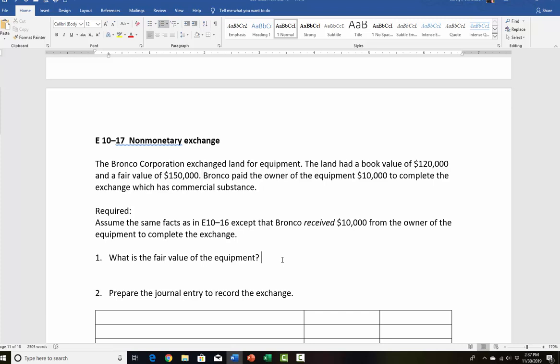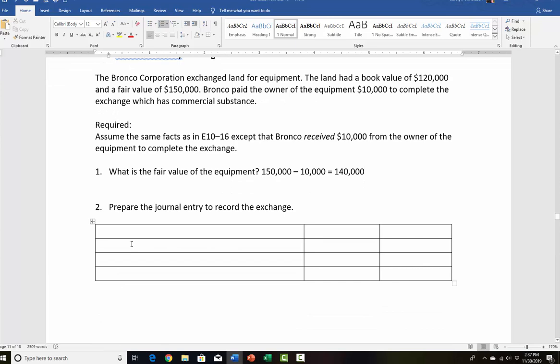All right, so the fair value of the equipment is the fair value of the land, right? Minus 10,000 in this case, right? Because what are we saying? That we got 10,000 from the owner of the equipment. So the equipment must be worth $10,000 less than the land. Okay? So the fair value of the equipment in this case is $140,000. All right. We still have the gain because we still have the difference between the fair value and the book value. Only now the cash is going to be coming in instead of going out.